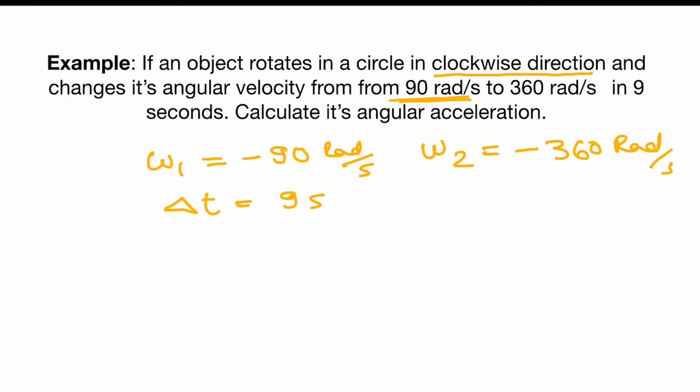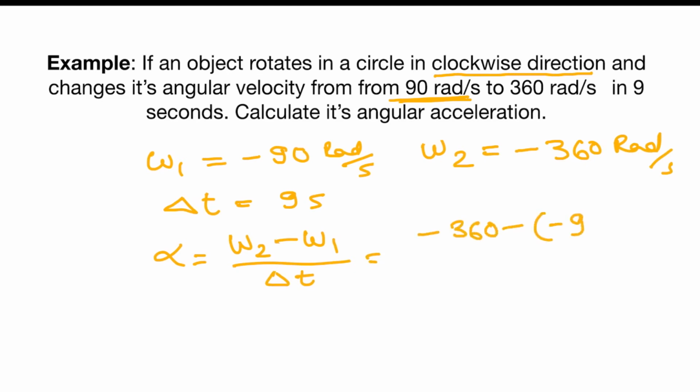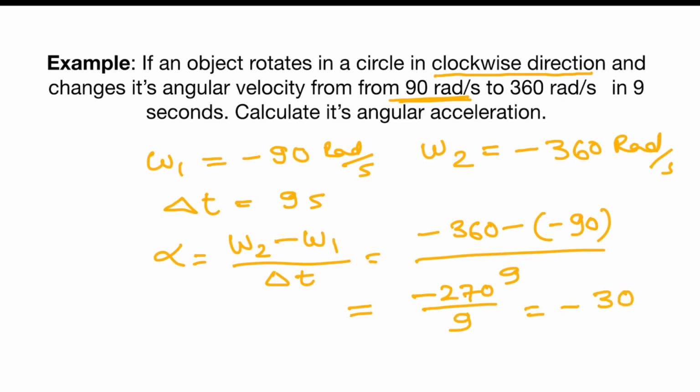So what is the acceleration? The angular acceleration alpha is nothing but the change in angular velocity divided by time. So here minus 360 minus minus 90 divided by 9. So this becomes minus 270 divided by 9, and this is minus 30 radians per second square. So the angular acceleration is negative 30 radians per second square. It means the object acceleration is in negative direction, which is 30 radians per second square.